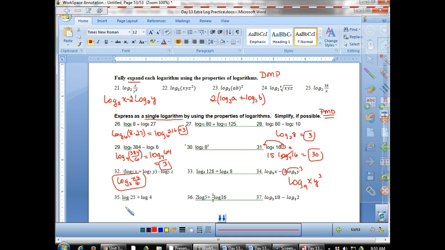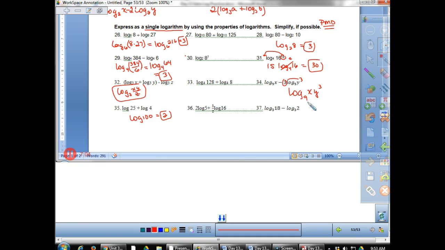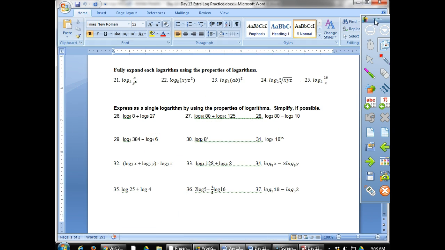35, I'm going to do log, and then I'm going to actually multiply that and get 100. And remember that there's an understood base of 10. 10 to the second power gives us 100. So I think you're probably getting the gist of those. So I did through 35.